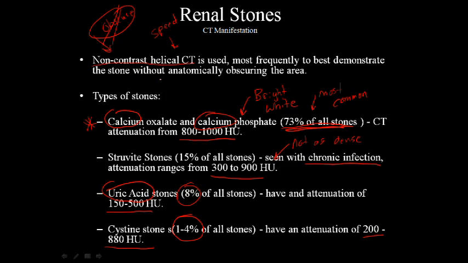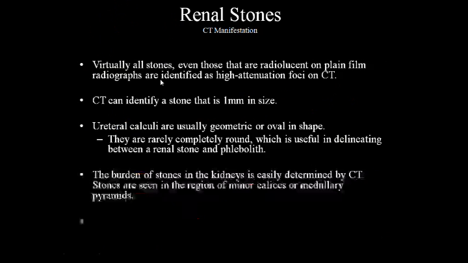And then once the stone has passed, you can really worry about what we can do to prevent these stones from occurring again or decrease their likelihood. But these are typically what you're going to see. Virtually all stones, even those that are radiolucent on plain film x-rays, are identified as high attenuation foci on CT. That's what makes CT so much better, is that we can see virtually every one.